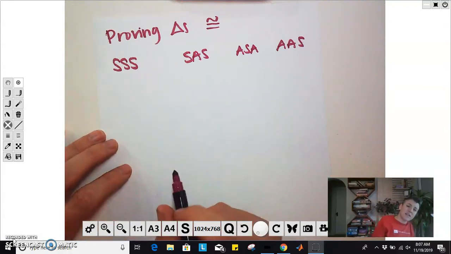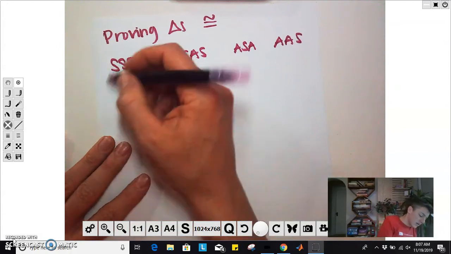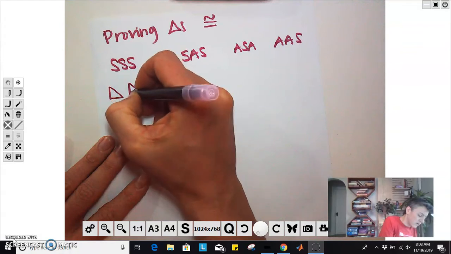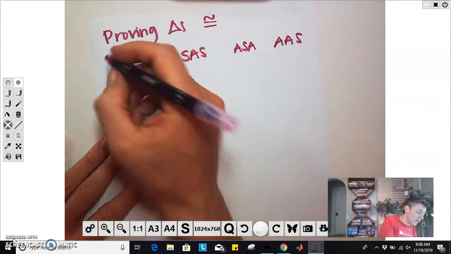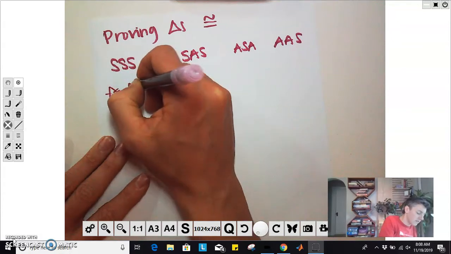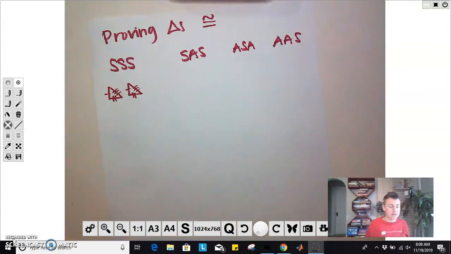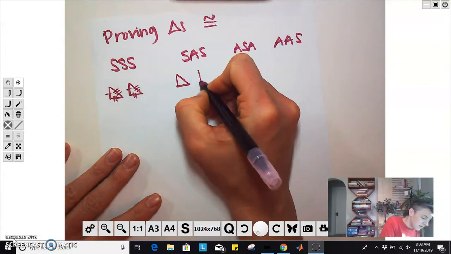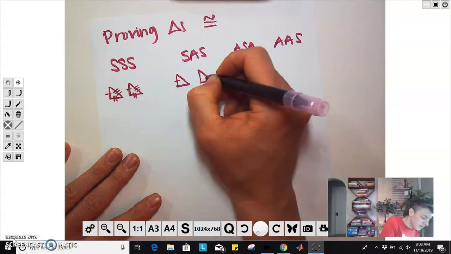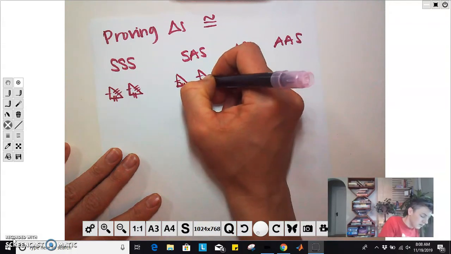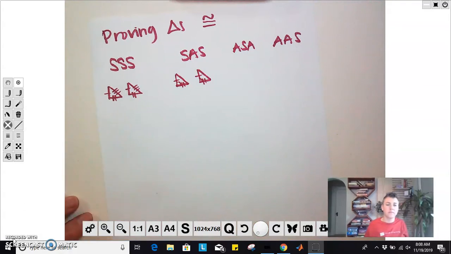All right, side-side-side congruence happens when all 3 pairs of sides of 2 triangles are congruent. Okay, that's side-side-side. Side-angle-side is when you know 2 pairs of sides are congruent and the angle between them is congruent. So that angle has to be between those 2 sides for this to be side-angle-side.